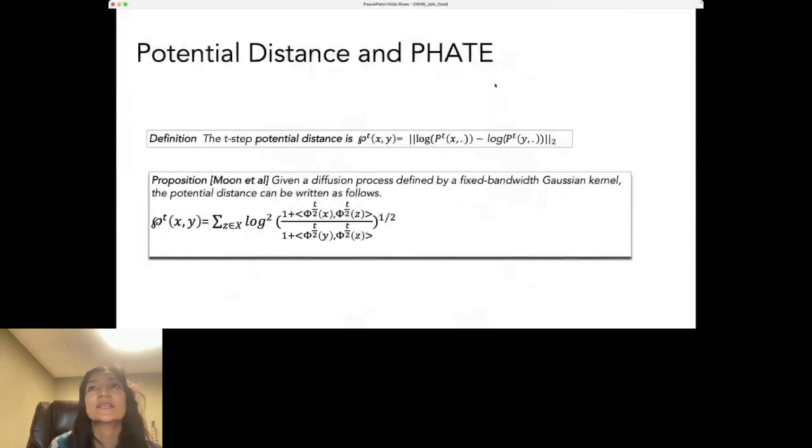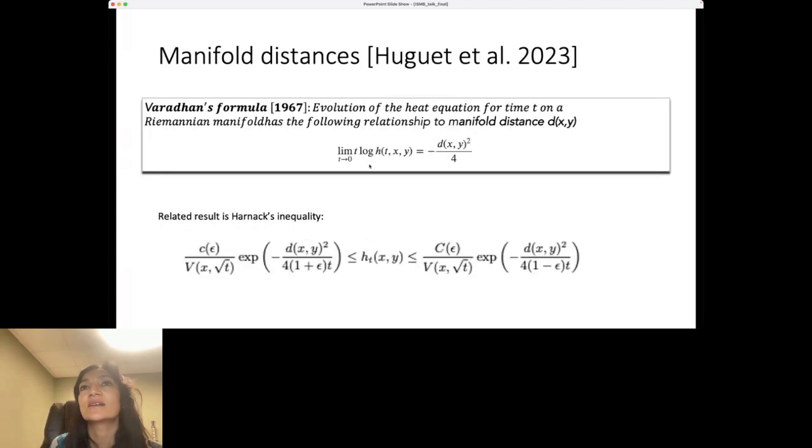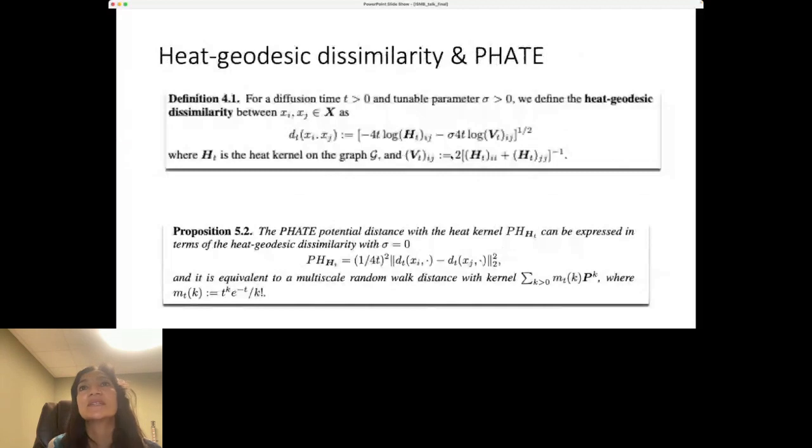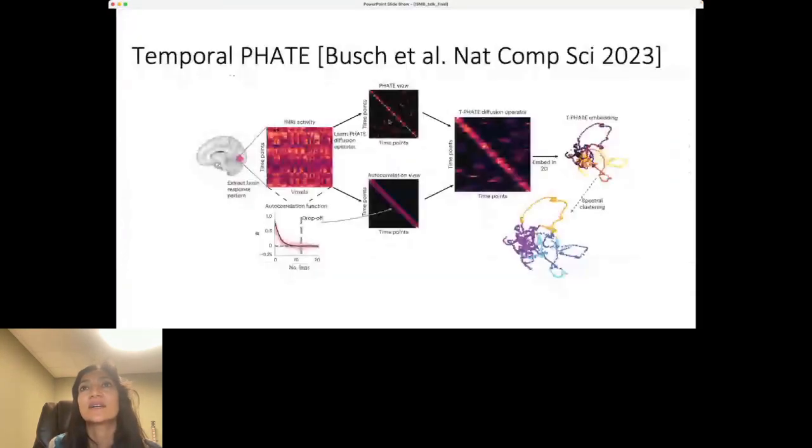These are related to diffusion distances, except they are a triplet distance, meaning if you want to take the distance between x and y, you go through all points z and you compare the diffusion probabilities of those. This is again related to Varadhan's formula, which shows that the log of a heat kernel is proportional to manifold distances. Recently, we extended PHATE to have a multi-view kernel, with also an autocorrelation kernel for modeling data points that are staggered in time, and you can read about that here.